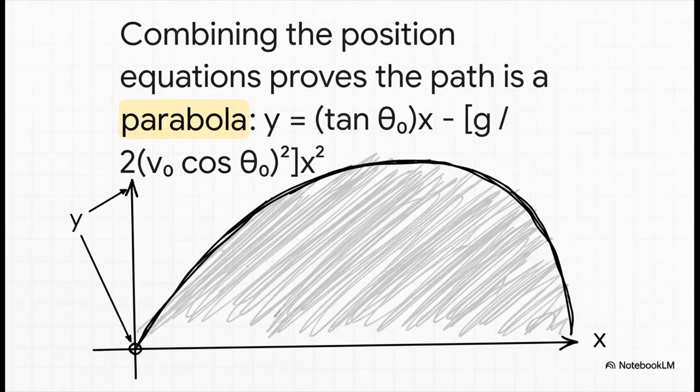Now for the magic. If we take those position equations from the last slide and do a little bit of algebraic shuffling to get rid of the time variable, t, we end up with this single equation right here. This gives you the height y for any horizontal position x. And if you remember anything from algebra class, you'll recognize this as the classic equation for a parabola. This is the mathematical proof that the path of any projectile is a perfect parabola.